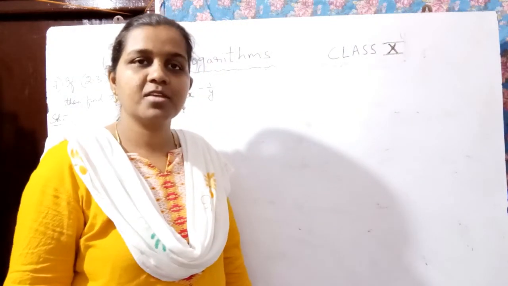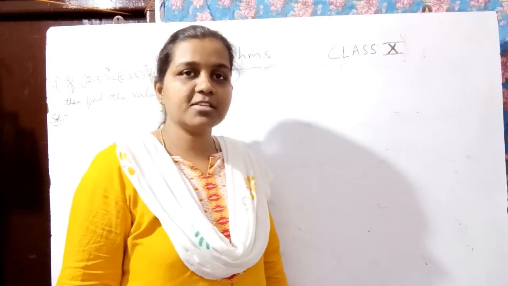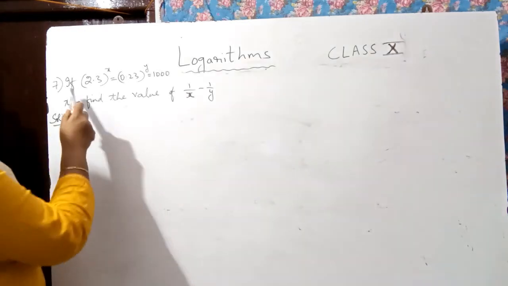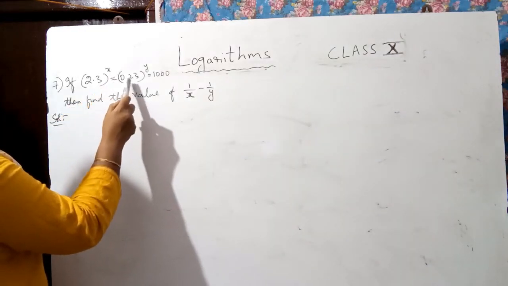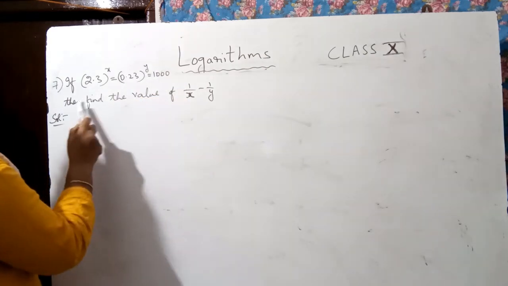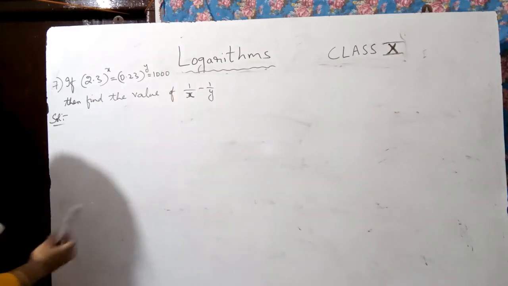Hello everybody, we are doing logarithms, which is the part of real numbers in class 10. So in this, the 7th question is, if 2.3 whole power x is equal to 0.23 whole power y is equal to 1000, then find the value of 1 by x minus 1 by y.